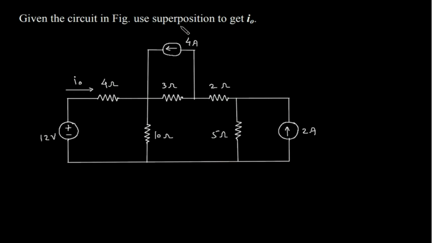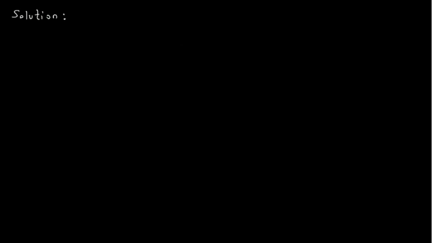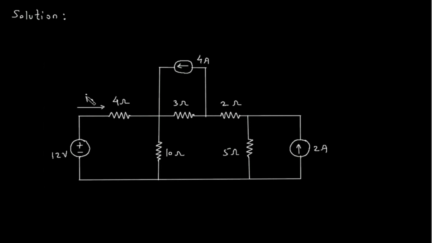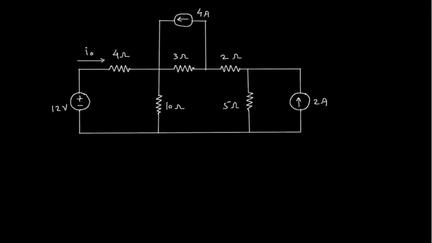Given the circuit in figure, use superposition to get I/O. We have to find this I/O using superposition theorem. Solution. First of all, we will redraw the circuit. Now as we can see that there are total 3 independent sources. 2 sources are current source and 1 source is voltage source. So let's say I/O is equal to I/O prime plus I/O double prime plus I/O triple prime.